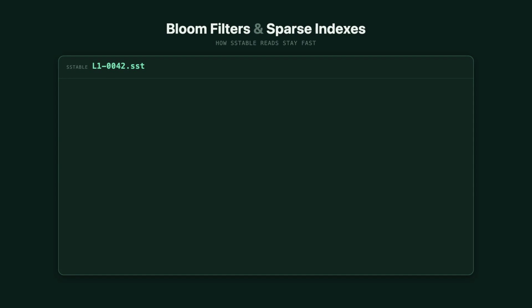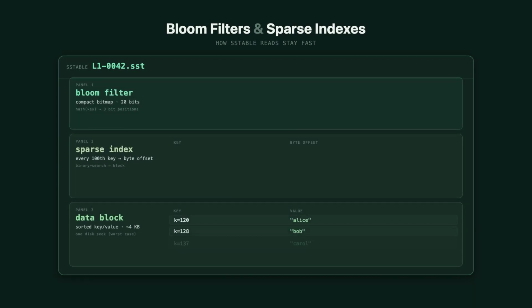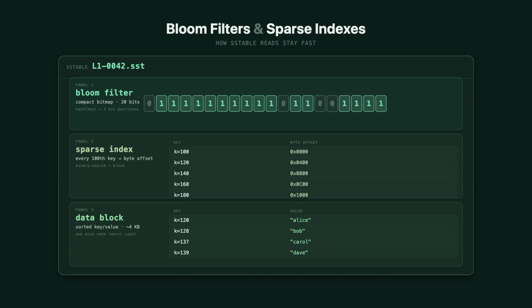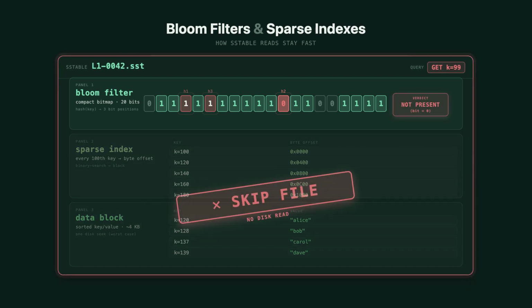Every SS table on disk carries two small companions next to it, a Bloom filter and a sparse index. The Bloom filter is a compact bitmap that answers one question. Could this key possibly be in this file? It can lie in one direction only. It might say maybe when the key isn't actually there, but it never says no when the key is. So if the Bloom filter says no, we skip the file entirely. No disk read at all.